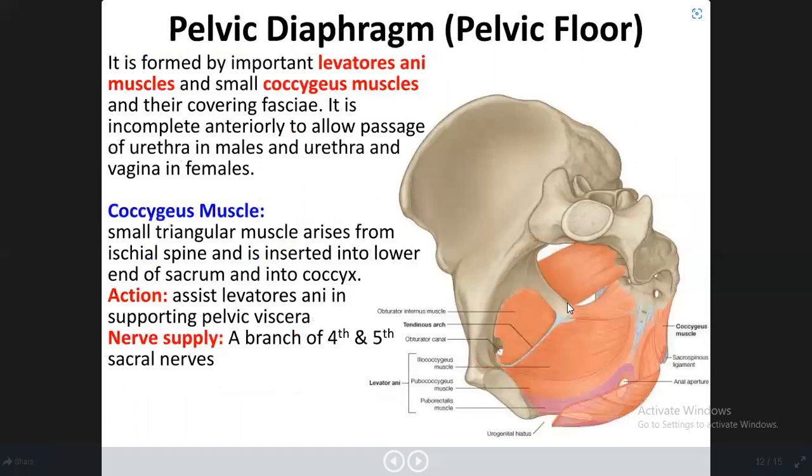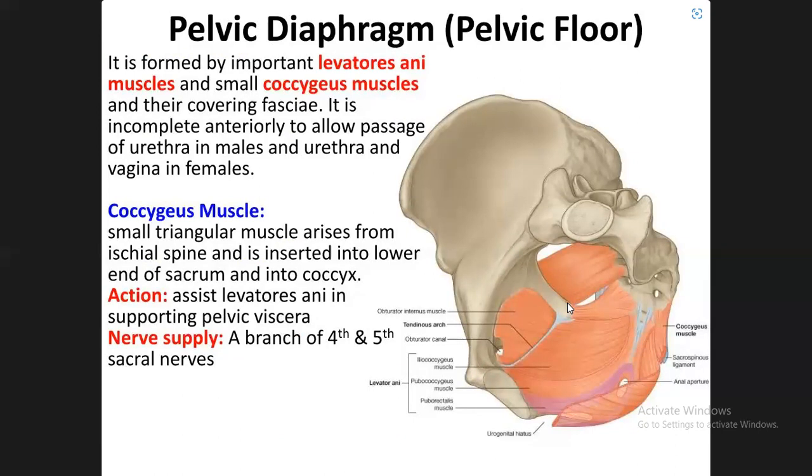Then the pelvic floor consists of the pelvic diaphragm, which has the levator ani and the coccygeus muscles, and their covering fascia. The coccygeus muscle is a small triangular muscle that arises from the ischial spine. It inserts into the lower end of the sacrum and the coccyx. Right. It assists the levator ani in supporting the pelvic viscera. So basically, the pelvic diaphragm, function-wise, supports the pelvic viscera. The nerve supply of the coccygeus will be a branch from the fourth and the fifth sacral nerves.